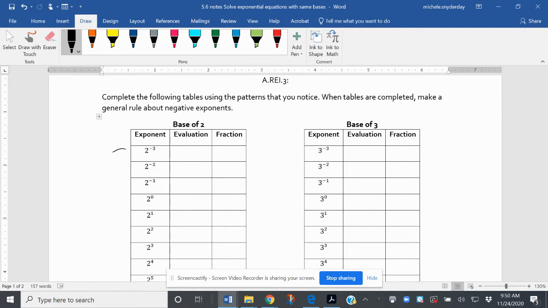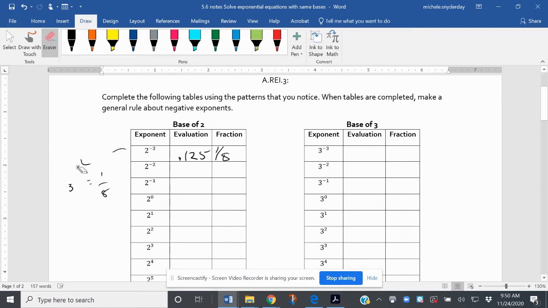decimals? So 2 to the negative third is, once again, you put it over 1 and you change the position. So this becomes 1 over 2 to the third. And 2 to the third is 8. So this is 1 over 8. So that's our fraction form. And if we need our decimal form, you can divide 1 by 8 and you would get the decimal of 0.125.